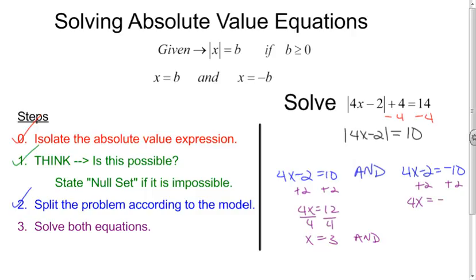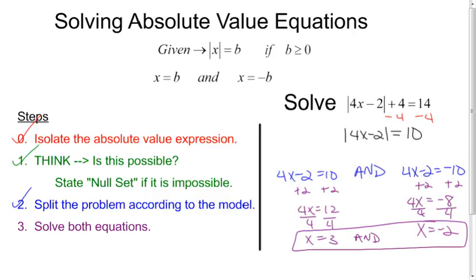So this will be 4x equals negative 8 and x equals negative 2. These two answers will be the solution to the problem. Now, I want you to also notice, because this equation is a little more complex, it's not like we've got 3 to start and we should expect to get negative 3 here. It doesn't work that way. In a multi-step equation, you won't see that.